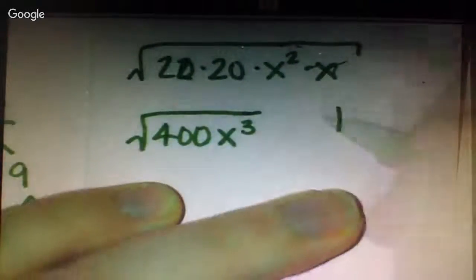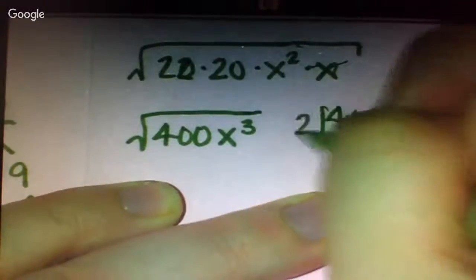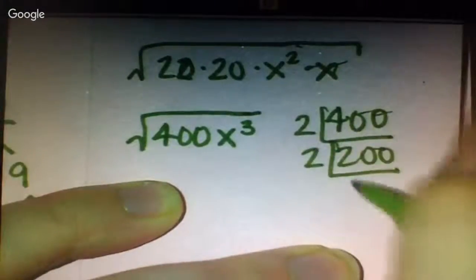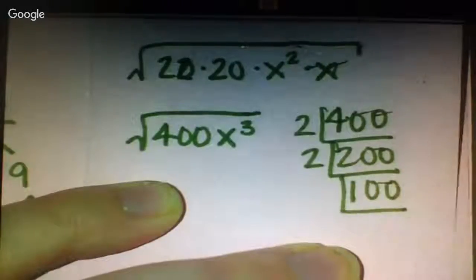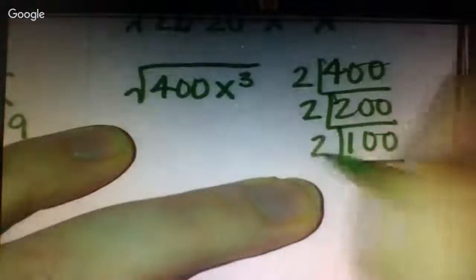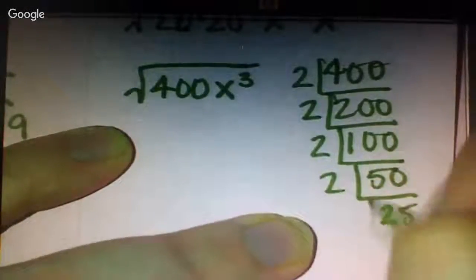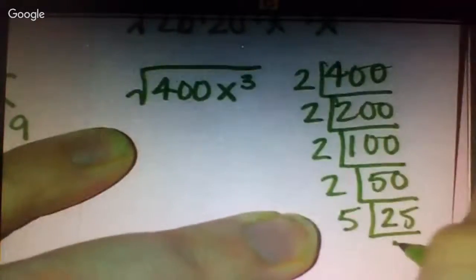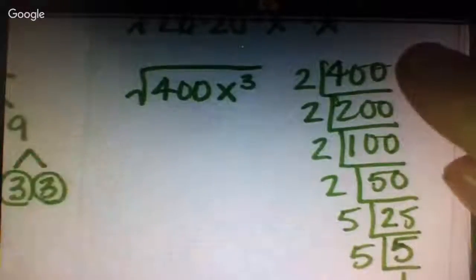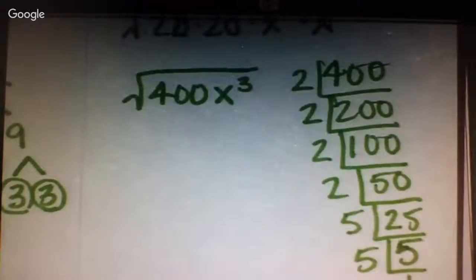Okay, so we need to break down 400. 2 and 200. 2 and 100. 2 and 50. 2 and 25. 5 and 5. And 5 and 1. Okay. I also like the birthday cake method because I don't have to rewrite it to circle.